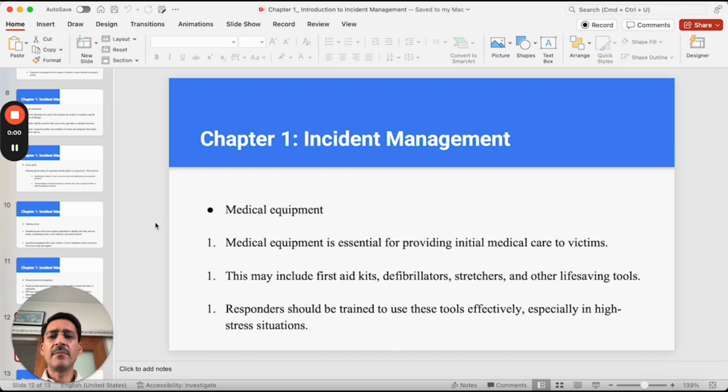Medical equipment. Medical equipment is essential for providing initial medical care to victims. This may include first aid kits, defibrillators, stretchers, and other life-saving tools. Responders should be trained to use these tools effectively, especially in high-stress situations.